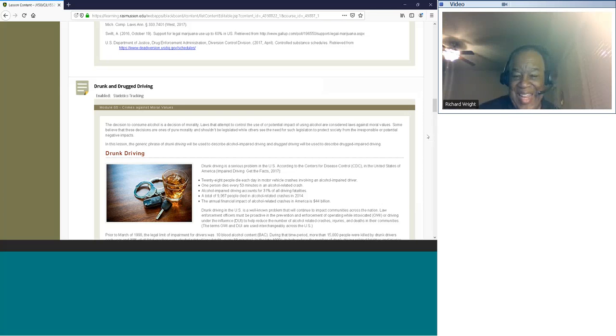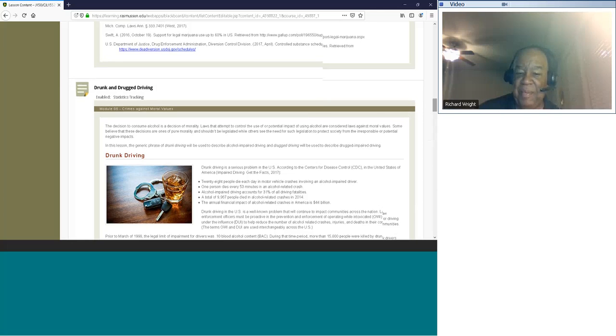28 people die each day in motor vehicle crashes involving alcohol-impaired drivers. You could be driving, all of a sudden someone just crosses over and they kill you or seriously injure you, and maybe possibly themselves. And one person dies every 53 minutes in an alcohol-related crash. Alcohol-impaired driving accounts for 31% of all driving fatalities. That's over 1/3. A total of 9,967 people died in alcohol-related crashes in 2014, and guess what? Those numbers continue to escalate.